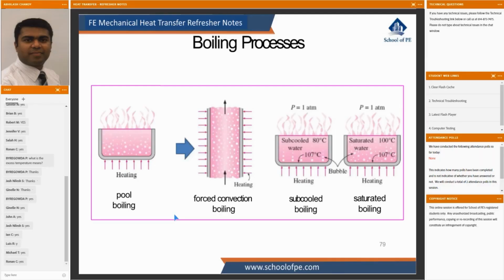So there are different stages of boiling. You have pool boiling, going to forced convection boiling, then you have subcooled boiling, and then you have saturated boiling, and we'll see each one of these.